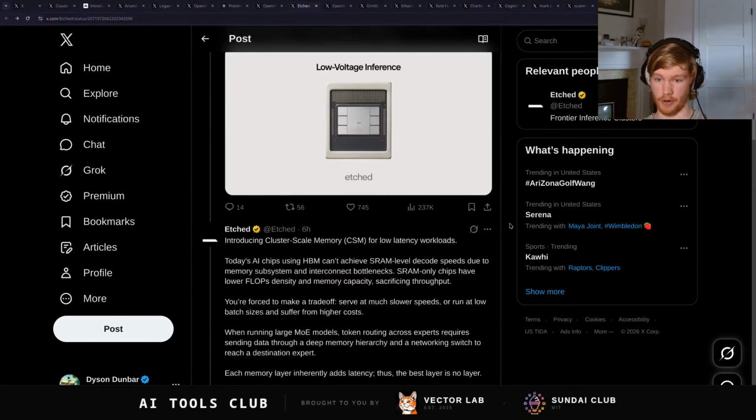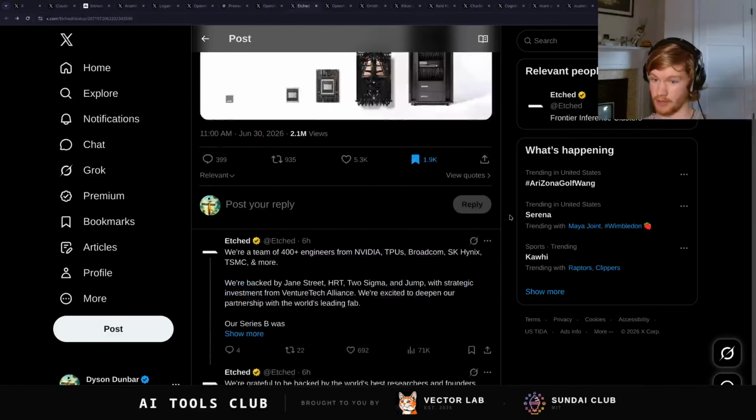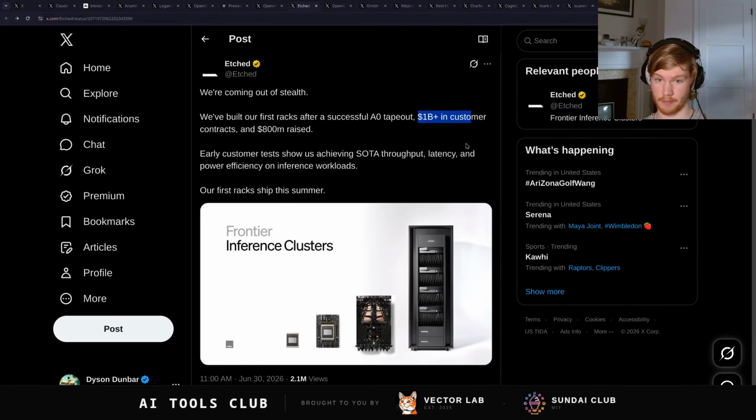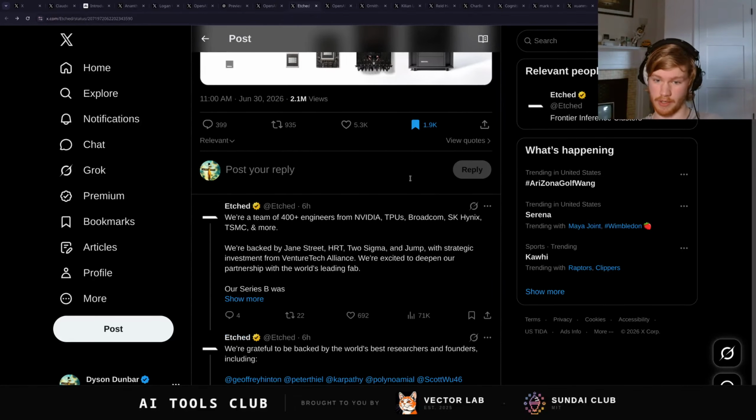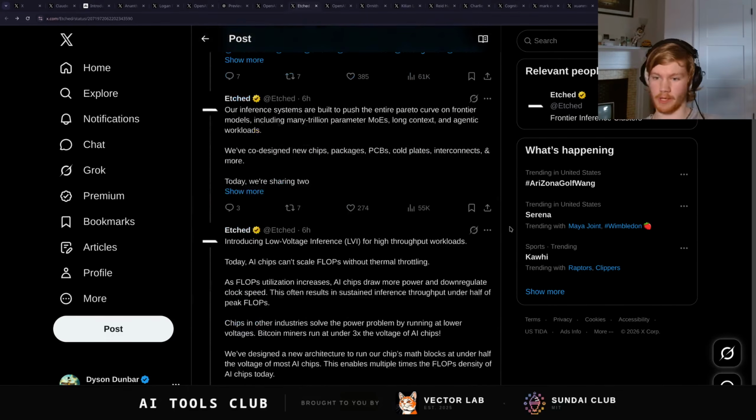They said they've already signed, I think it was like $1 billion in contracts from customers. They've also raised close to $1 billion as well. I believe these guys are from Harvard and MIT, I want to say, are the two founders for this company. They've grown up to 400 people now. So it will be interesting to see.